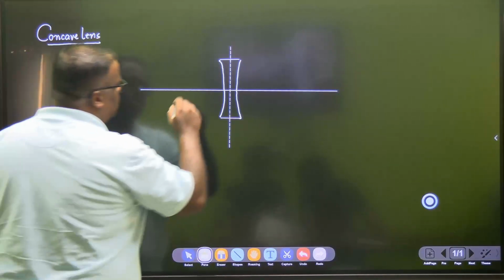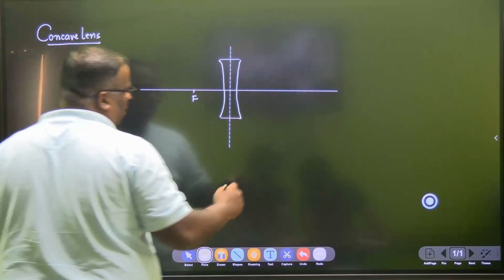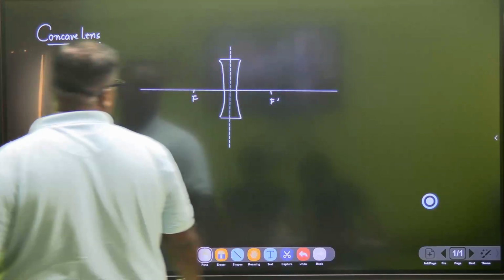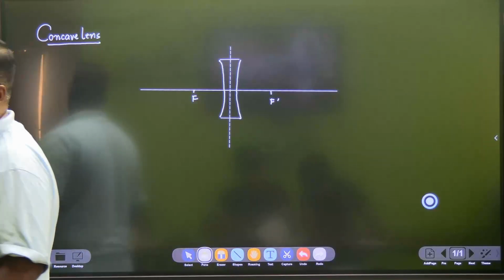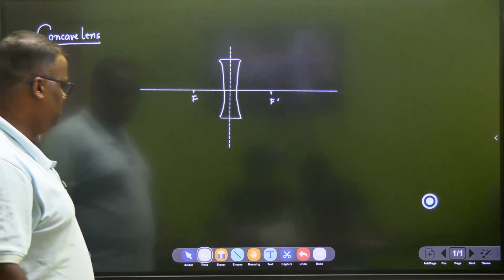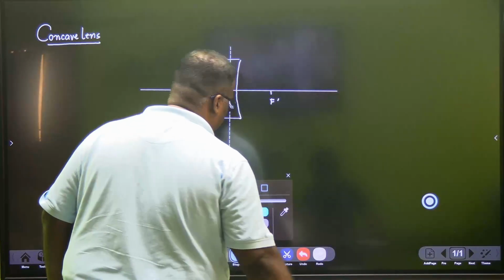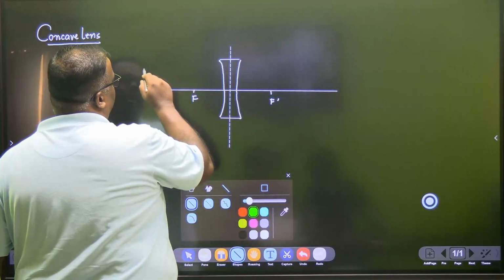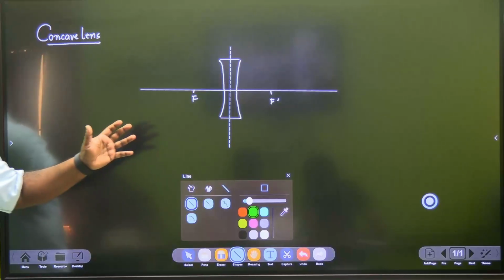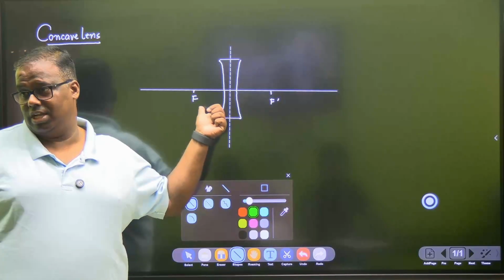Image formation rules. Then definitely I'll have a focus out here. And remember, we are doing this for concave. So the F dash, the secondary focus, is on the other side, not on this side. I'm starting with the image formation rules. The rules are pretty simple. Now see, remember one thing. This is called a divergent lens, so it will diverge the rays. And its main focus is on this side, not on that side.